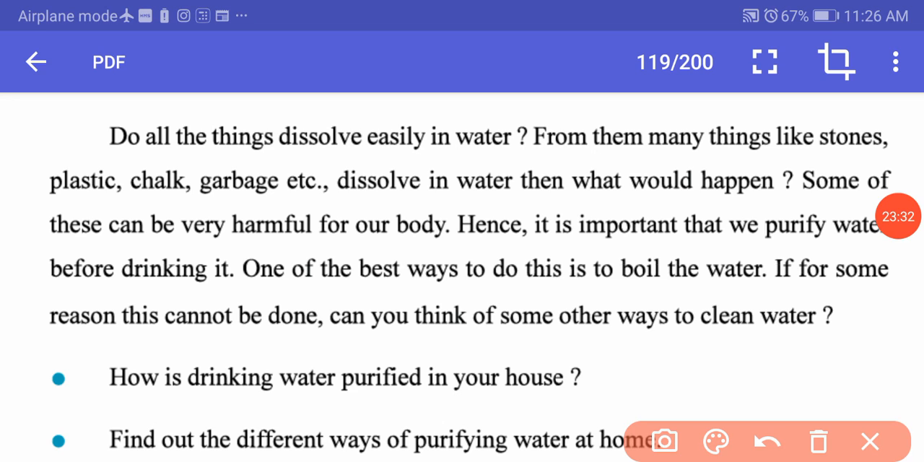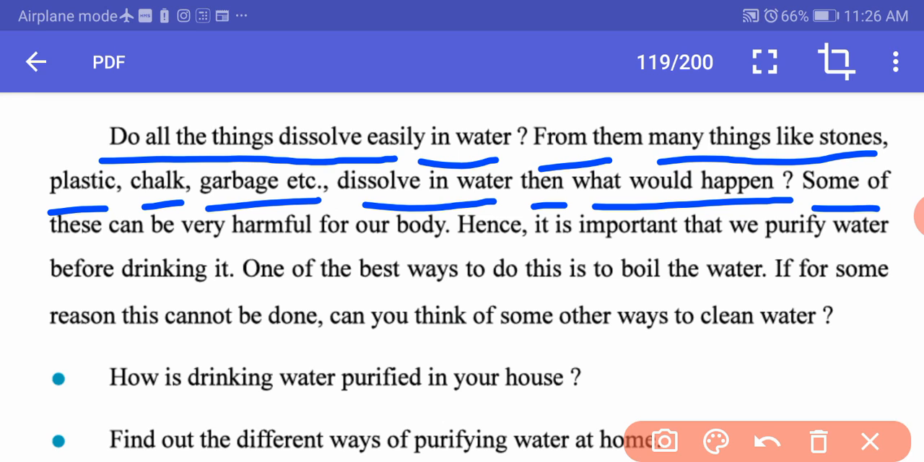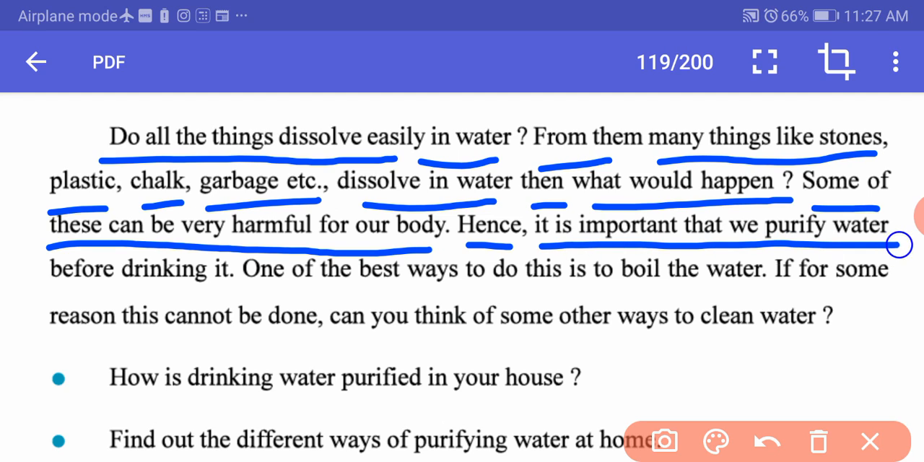Now let's read further. Do all the things dissolve easily in water? From them, many things like stones, plastic, chalk, garbage, etc. dissolve in water. Then what would happen? So the same question was asked before. If all these things dissolve in water, what would happen? The water would become very dirty, and we would not be able to use all these things in other activities to construct other things. Some of these can be very harmful for our body. Hence, it is important that we purify water before drinking it.